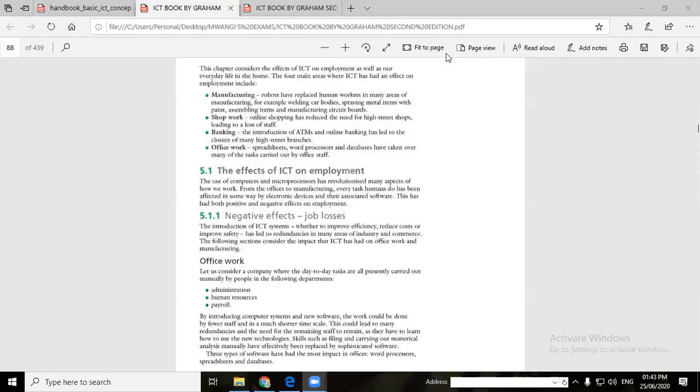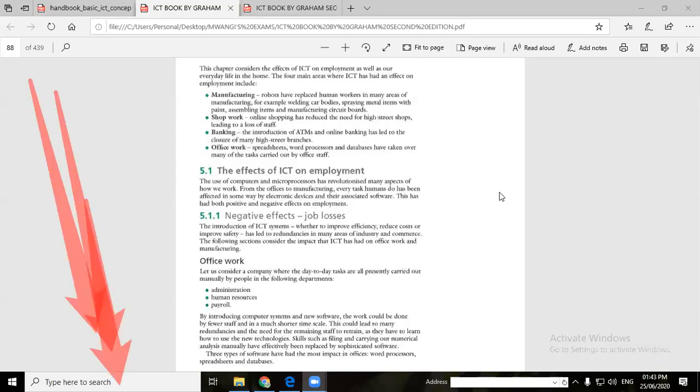So I don't want these people who are writing there on the screen. Negative effect and both negative and positive. So let's look at negative effects.